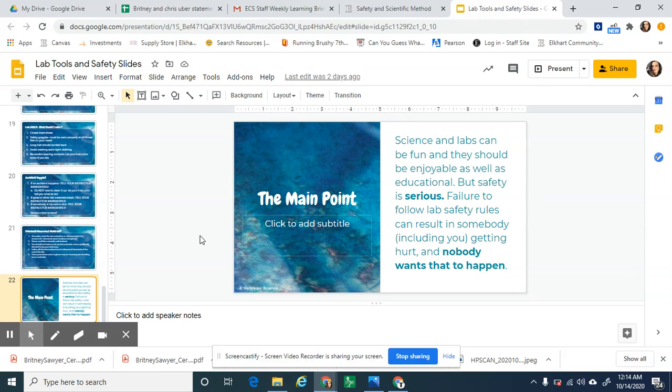The main point here is that science and labs can be fun, and they should be enjoyable as well as educational. But safety is serious. Failure to follow lab safety rules can result in somebody, including yourself, getting hurt, and nobody wants that to happen.